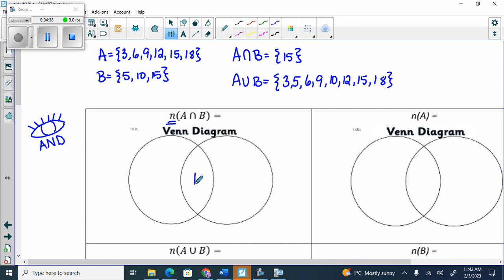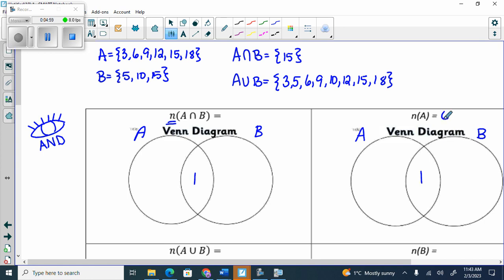The number of elements in A. So this should be an A and this should be a B. I'm going to leave my 1 here that I already found. Putting that there, right? Now they want the number of elements in A. How many are in A? There are 6.